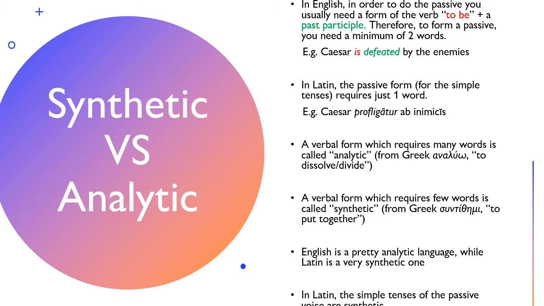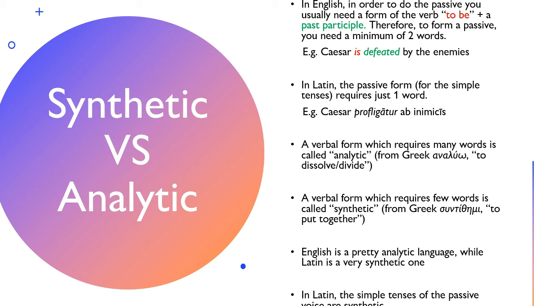So usually a synthetic form is a form in which you use not many words, while an analytic form is a form in which you use multiple words. So as I write here, a verbal form which requires many words is called analytic, from the Greek verb analuo, which means to dissolve or to divide, while a verbal form which requires few words is called synthetic, from the Greek verb syntithemi, which means to put together. English is a pretty analytic language because in order to form verbs, you need a lot of words.